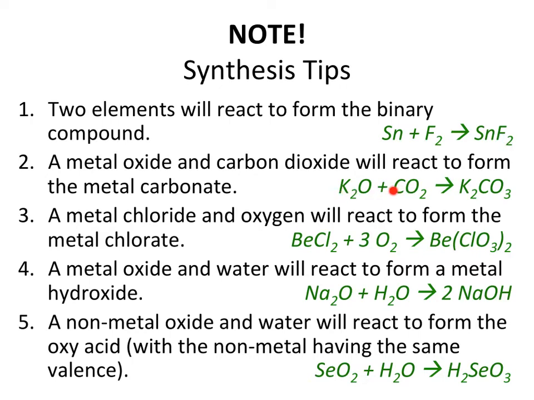In the case of a metal oxide and carbon dioxide, you're going to form a carbonate. Something with oxygen and chlorine, a metal chloride, you're going to get chlorate. So you can see that this is the exact same except in the opposite direction. Here, when we have a metal oxide and we have water, we're going to form a hydroxide. And in this case, when we have this non-metal oxide and water coming together, we're going to form the oxyacid.